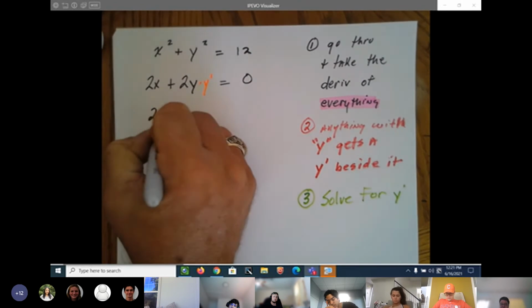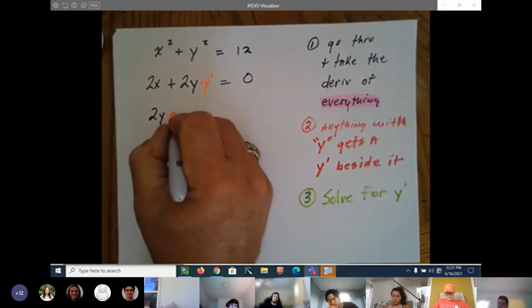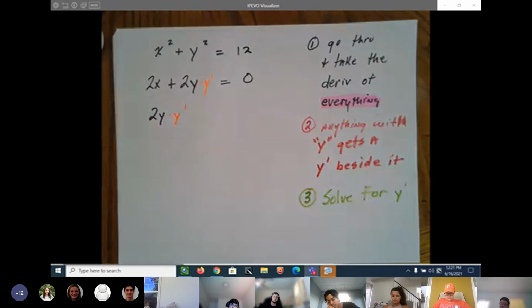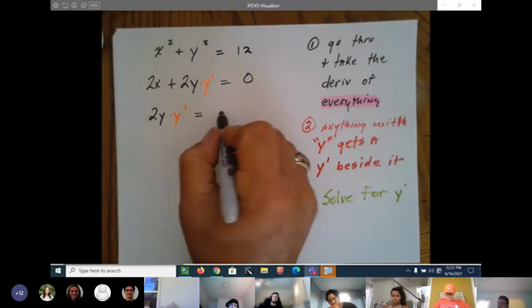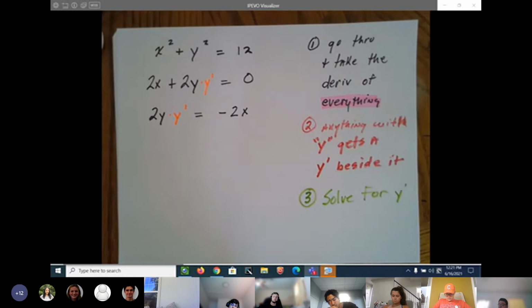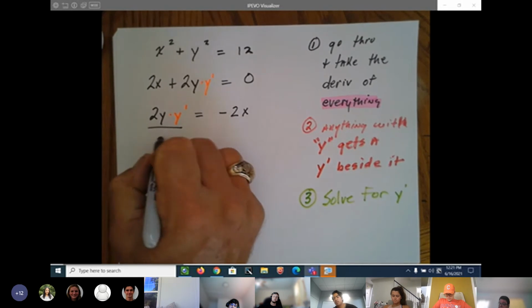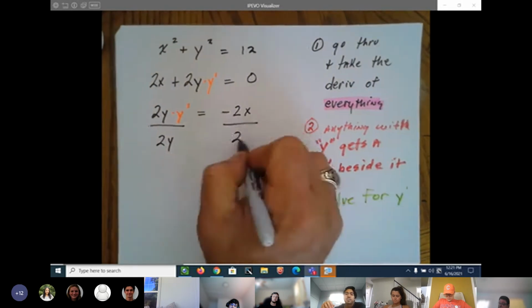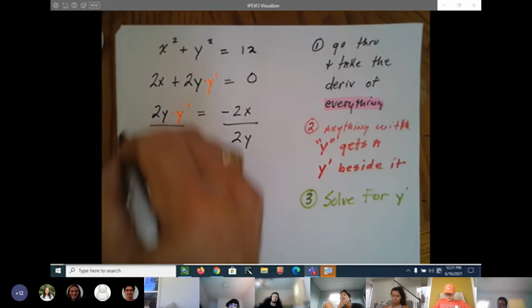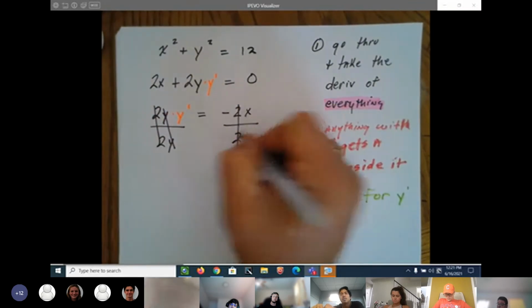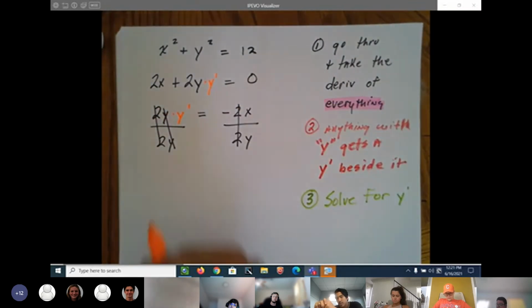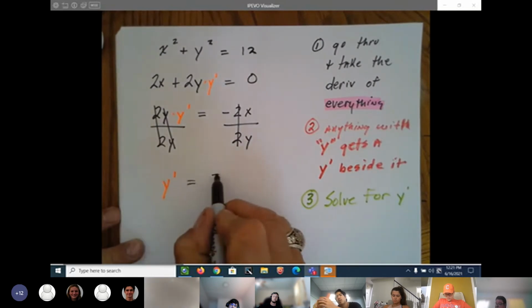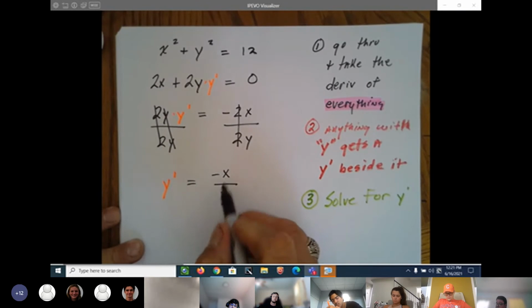Two y times y prime is equal to negative 2x. Divide by 2y. And y prime is equal to negative x over y.